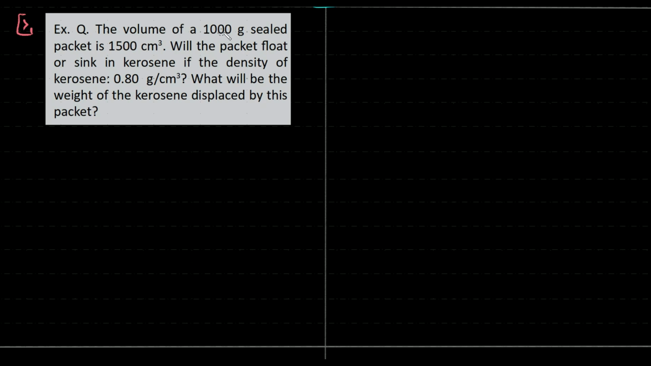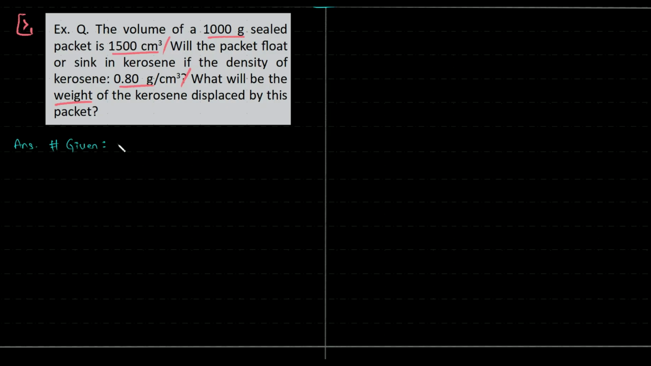The volume of a 1000-gram sealed packet is 150 centimeter cube. Will the packet float or sink in kerosene if the density of the kerosene is this value? What will be the weight of the kerosene displaced by this packet? We have to figure out the weight. Now, very first thing is, let's figure out if it sinks or floats.